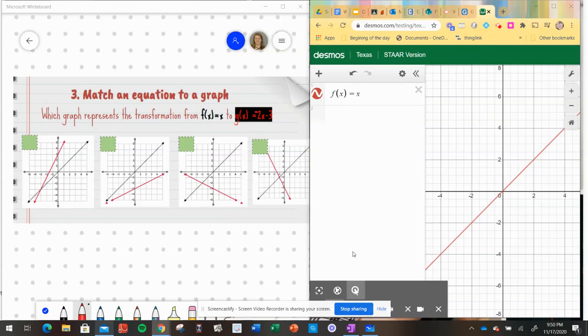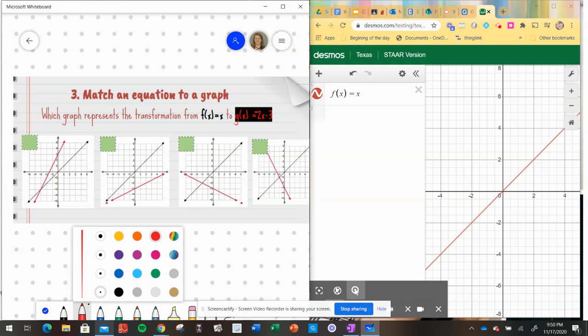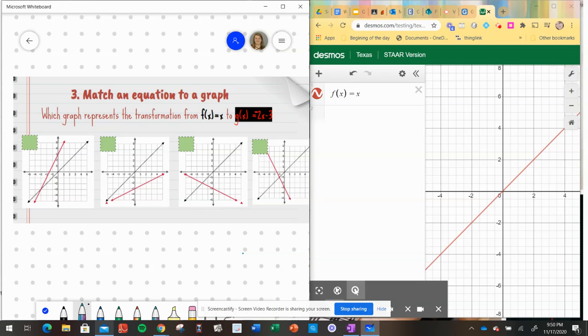All right, so the last part that we covered this week was how do we go from function notation to our graph, right? So kind of backwards than what we just did. And so in my example that you see in front of you, it says that my original function is f of x equals x, and then it was transformed to create g of x equals negative 2x minus 3.